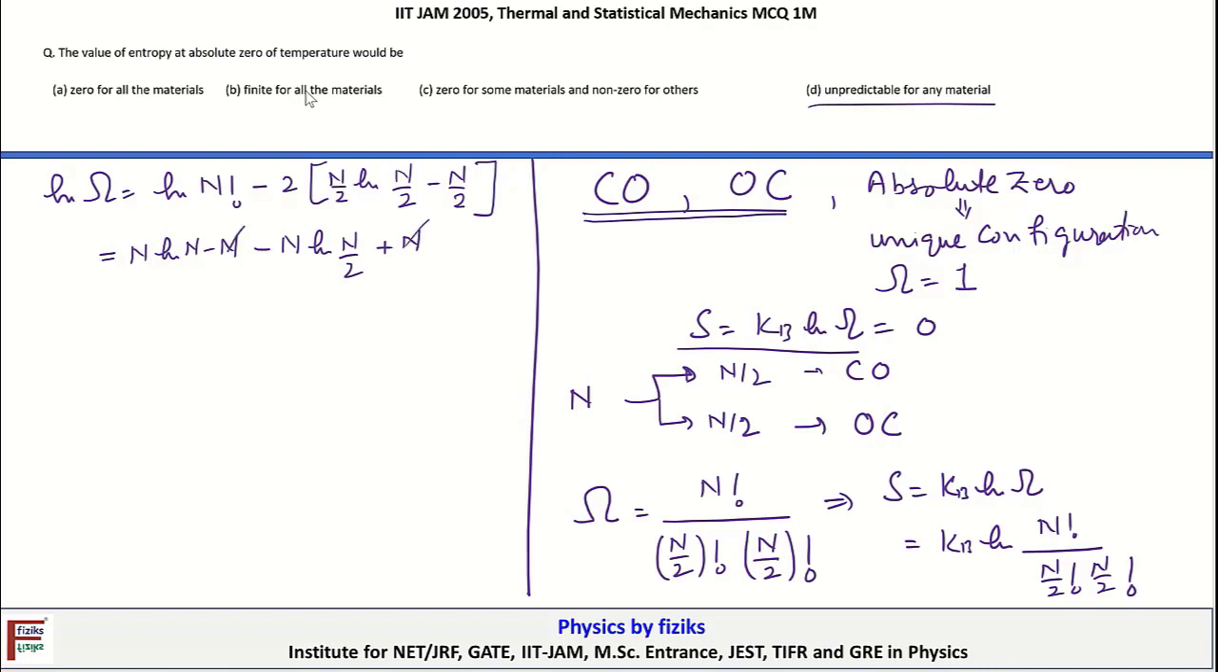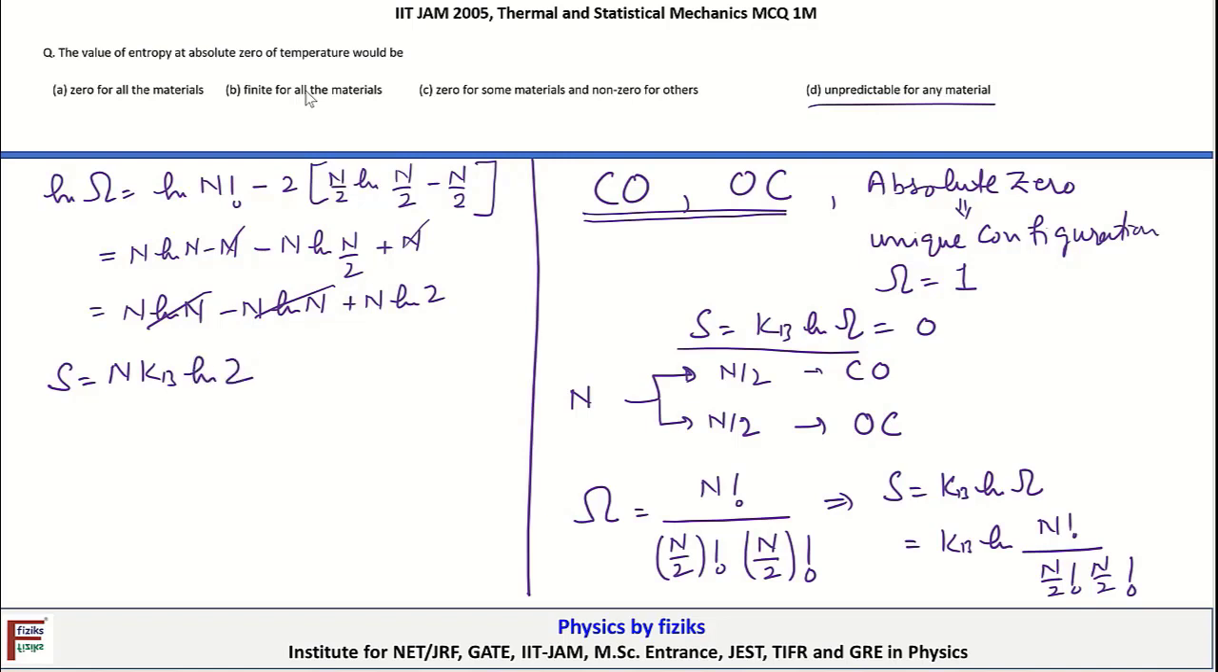So this n will cancel with n, so we are left with n ln n minus n ln n plus n ln 2. So this will cancel with this, so ln omega is equal to n ln 2. Therefore the entropy turns out to be S equal to n kB ln 2.